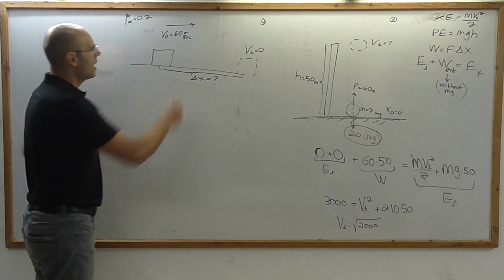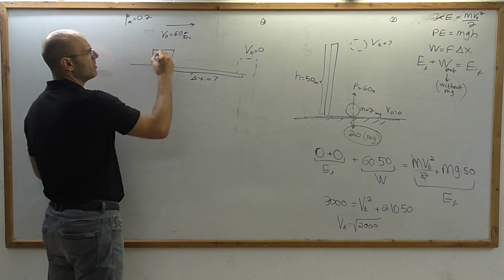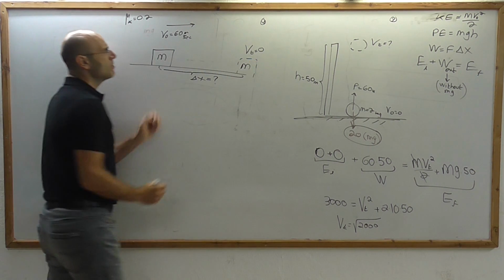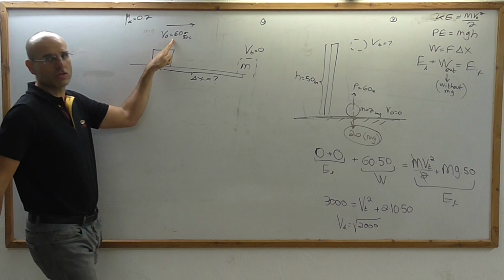Okay, again, I have a mass. I don't know the mass, it doesn't matter. I have a mass with a certain velocity, with an initial velocity of 60.